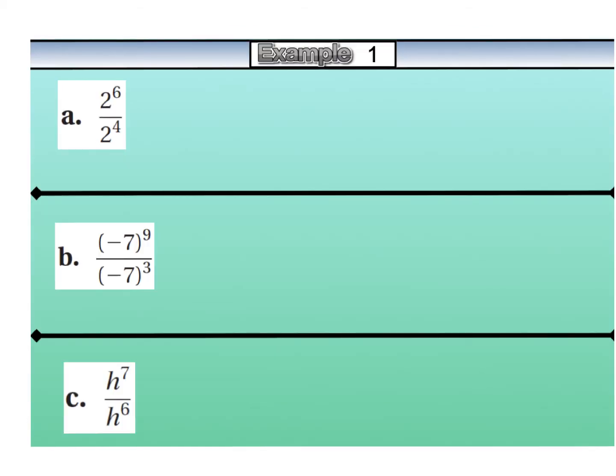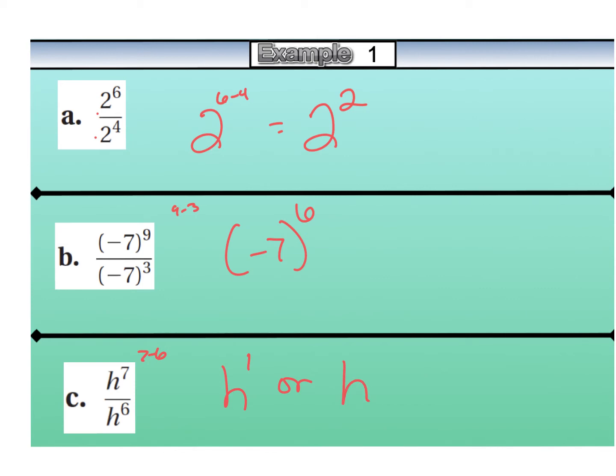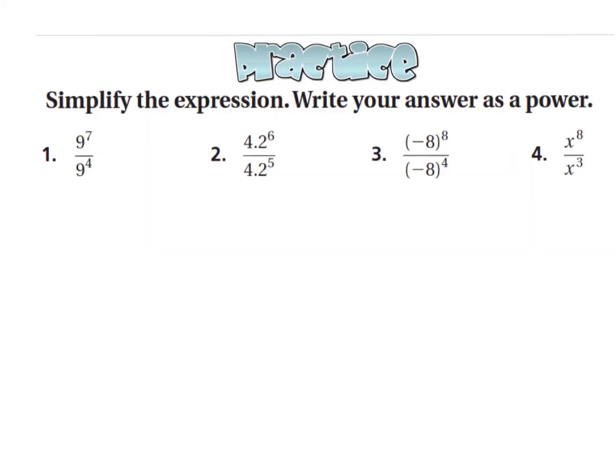So, same base, 2 to the power of 6 minus 4. So we have 2 to the power of 2. Negative 7, we'll keep it in parentheses. 9 minus 3, negative 7 to the power of 6. h to the power of 7 minus 6, so h to the power of 1. Or remember, power of 1, you can just leave it as h. So try these on your own and come back and see how you do.